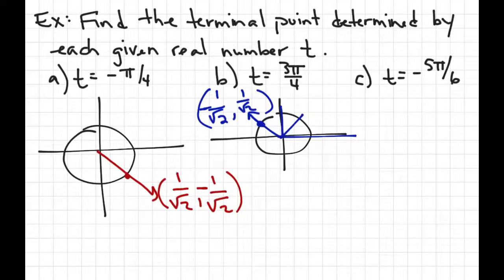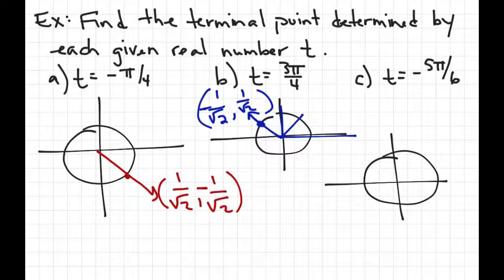Now let's think about negative 5 pi over 6. All right, same thing. Let's do it this way. So you start here at 0. If we're going in the negative direction, remember we are going clockwise. So negative pi over 6 would be here. And then negative 2 pi over 6. Negative 3 pi over 6. Negative 4 pi over 6.